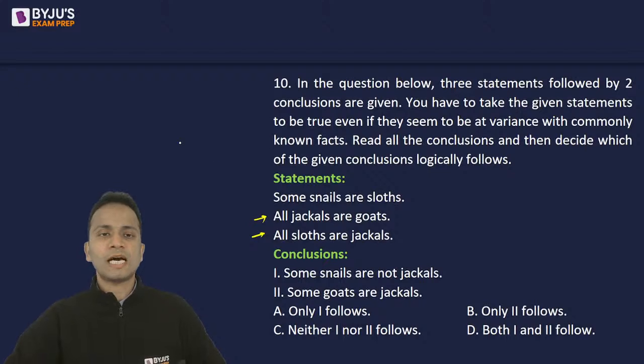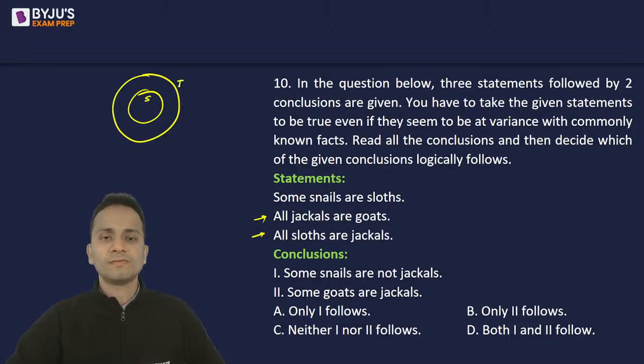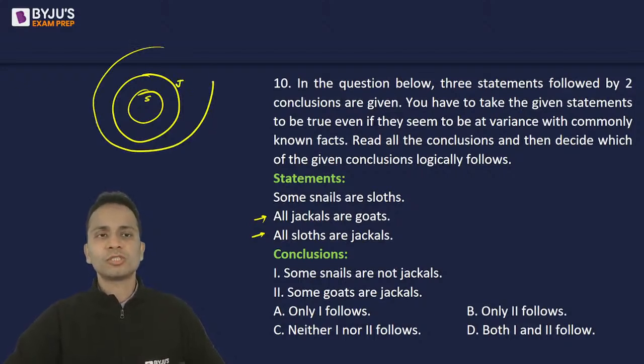So all sloths are jackals. So let's say these are sloths. All sloths are jackals, and all jackals are goats. Fine. This is given. And then some snails are sloths. So this is sloth inside and snail का जो circle है वो कैसे भी हो सकता है. It can partially overlap sloth. So it can be inside here. It can be like in the jackal, in the goat. कैसे भी हो सकता है. So there can be multiple ways in which I can draw a circle of snail.